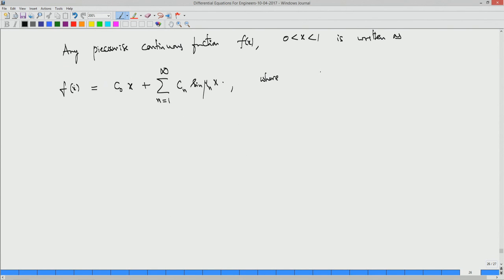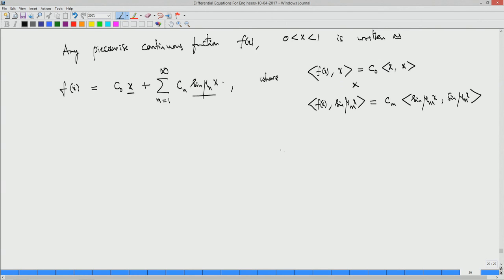Now, how do you get your C0? You should get it from the eigenfunction x, by taking the dot product of this eigenfunction with f, you can get your C0 times the dot product of x with x. And if you take your dot product with sin mu m x, you can get Cm times the dot product of sin mu m x with itself. So, what are these?